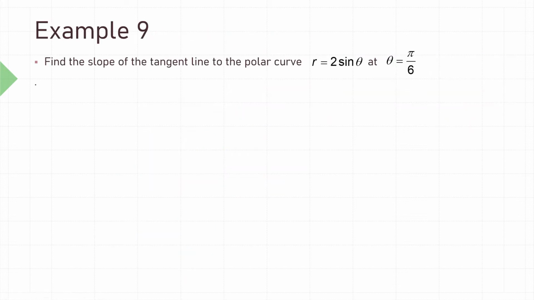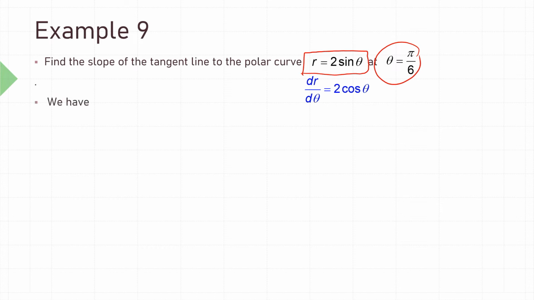Now let's look at this example. Find the slope of the tangent line to the polar curve r equal to 2 sine theta at this point. What we have to do first is to find dy over dx. But given r equal to 2 sine theta, we have to find the differentiation of r with respect to theta. So we have dr over d theta, which is given by 2 cos theta.